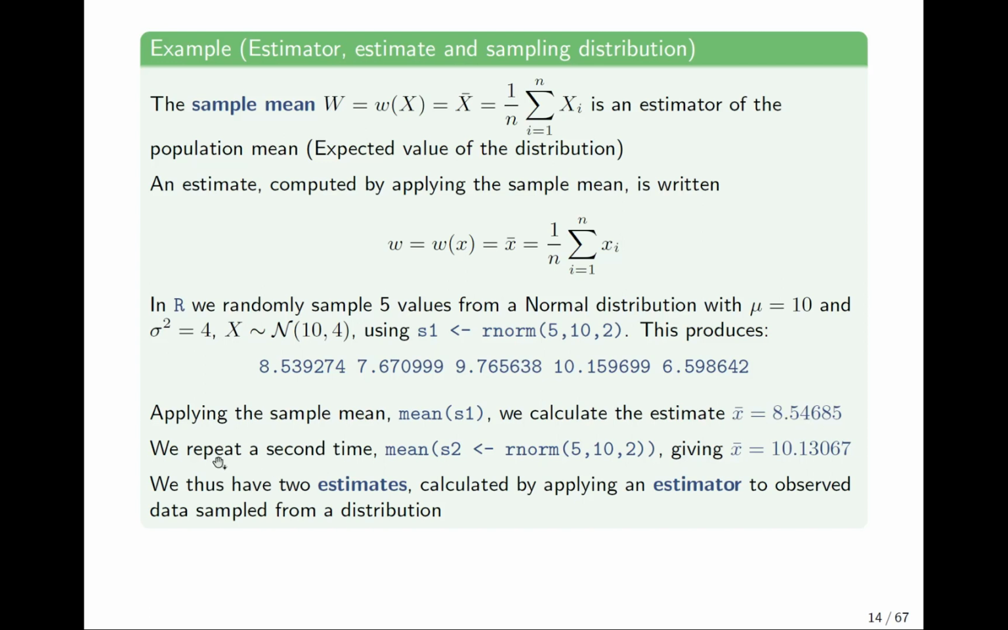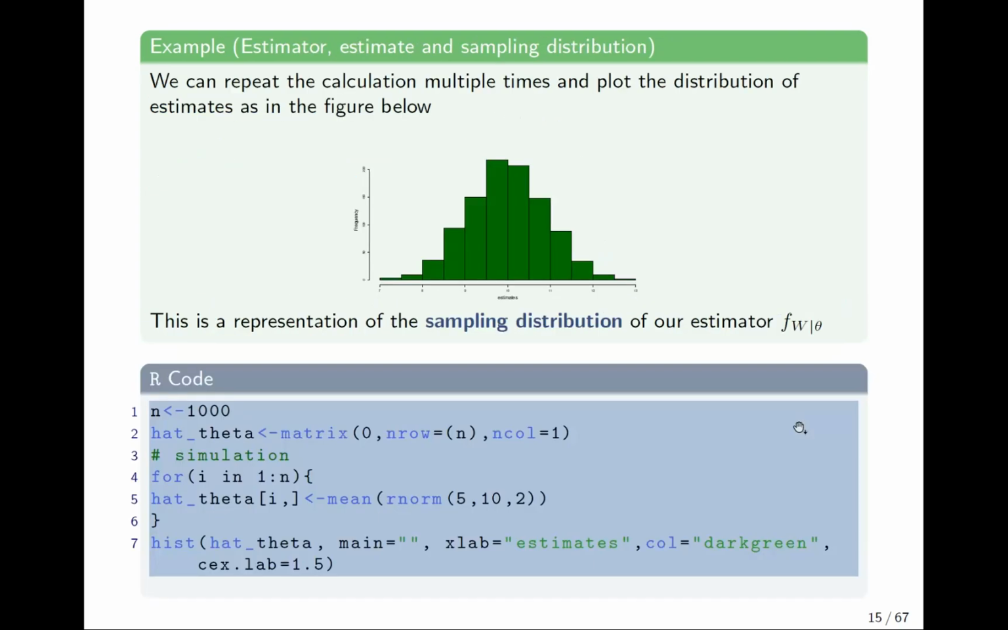We repeat this process a second time. Sample again from the normal distribution, take the mean value by applying the sample mean. That gives us a different estimate. This time it's 10.1. So we've got two different estimates calculated by applying the same estimator to observed data sampled from the same distribution. That's the distinction between an estimate, these two estimates here, and the estimator, which is the method or function that we apply. When we do apply it to real data, we get these estimates.